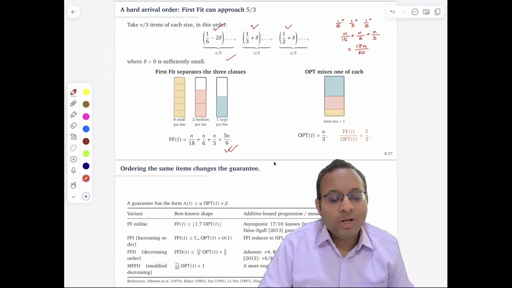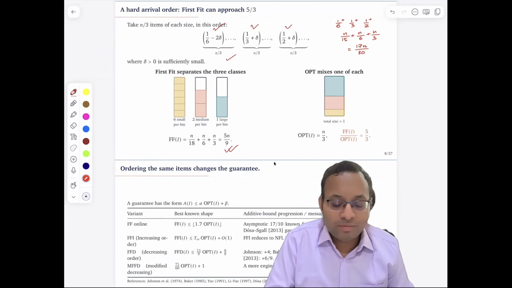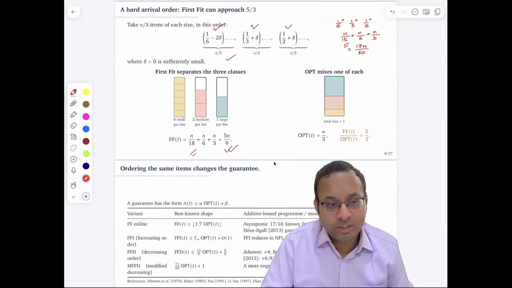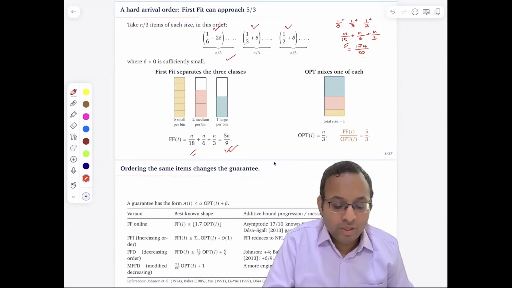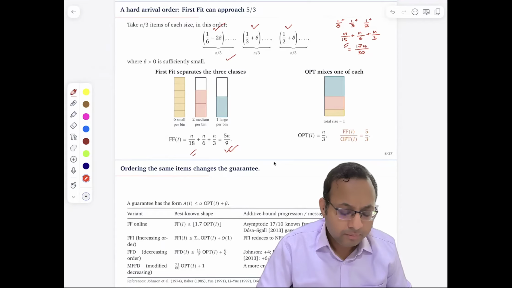And there is a more intricate analysis. So for example, if items were 1/6 plus epsilon, 1/3 plus epsilon, and half plus epsilon, then in this case, the number of bins you will need to pack them will become, instead of n by 18, n by 15, because if it is 1/6 plus epsilon, then you can pack 5 of them, but not 6 of them. So that will give you 17 by 30 n. But the issue is then these 3 items also cannot be packed together. Half plus epsilon, 1/3 plus epsilon, plus 1/6 plus epsilon is already more than 1.